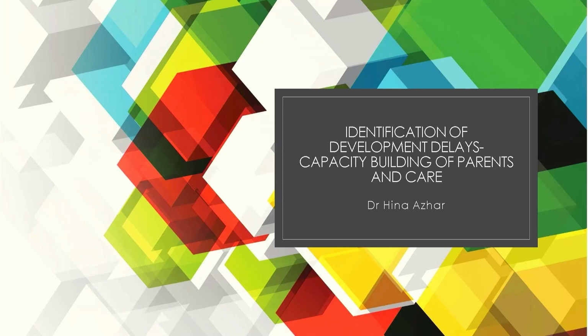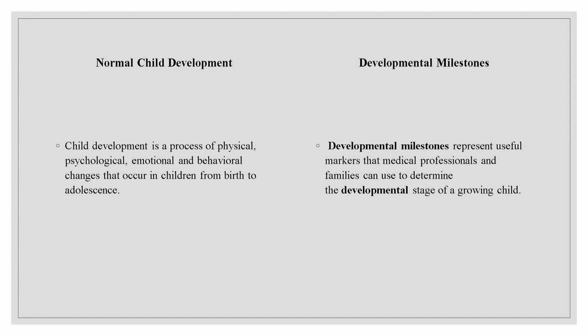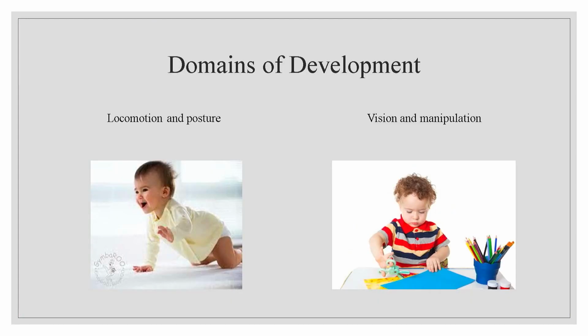I would give a brief description of how we can go for capacity building in parents for identification of development delays. First of all, what is normal child development and what are the developmental milestones? Normal child development is the process of physical, psychological, emotional, and behavioral changes that occur in children from birth to adolescence. And then the developmental milestones, these represent useful markers that the medical professional and parents usually use to identify that the child is growing at a normal pace or not.